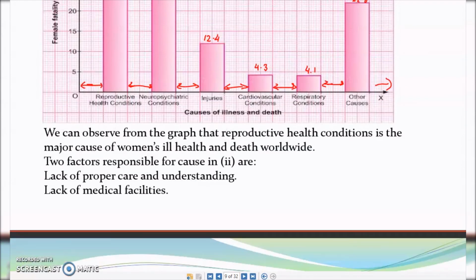And you can observe from the above graph that reproductive health conditions is the major cause of women's ill health and death worldwide. And probably the causes can be lack of proper care and understanding or lack of medical facilities.